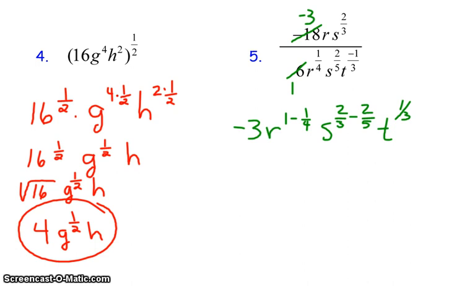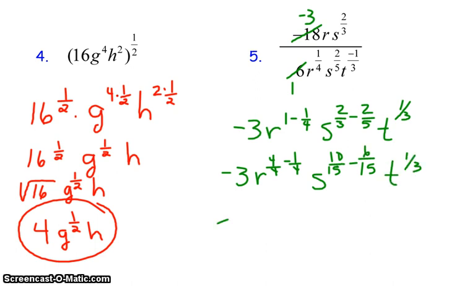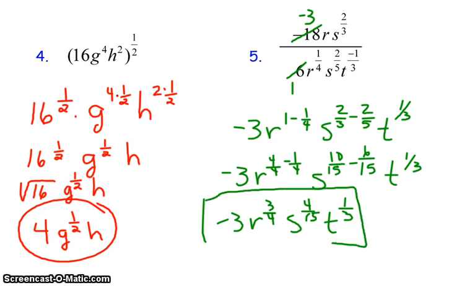Now we need to go ahead and simplify our fractions. So negative 3 r to the 4/4 minus 1/4, s to the 15ths. So 5 times 2 is 10, and again 15ths, 3 times 2 is 6, t to the 1/3. And then we'd get negative 3 r to the 3/4 s to the 4/15 t to the 1/3. And everything is simplified, so that would be our final answer.